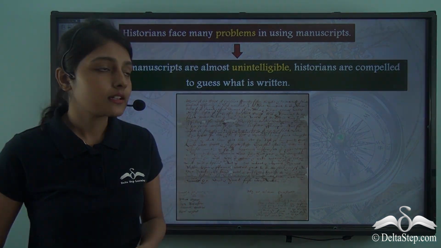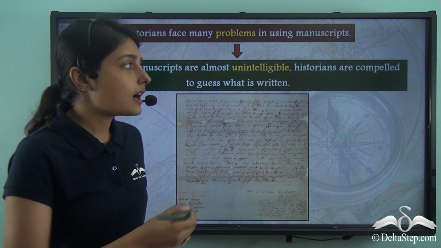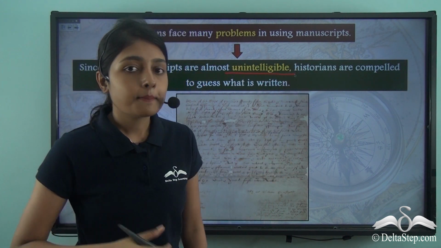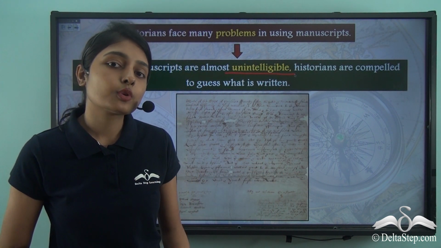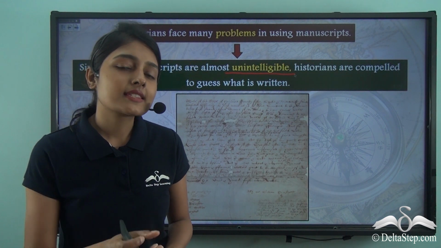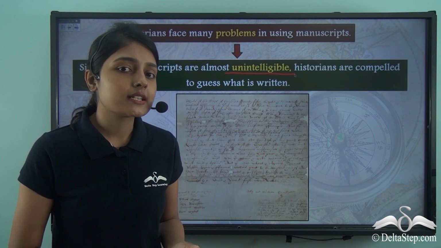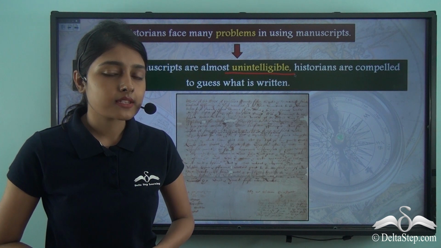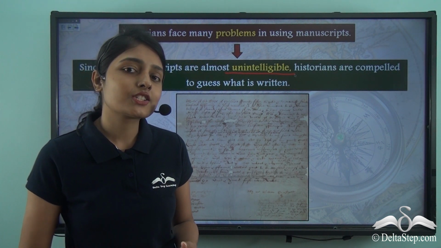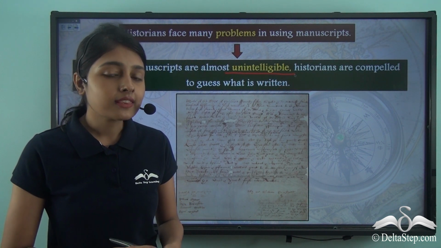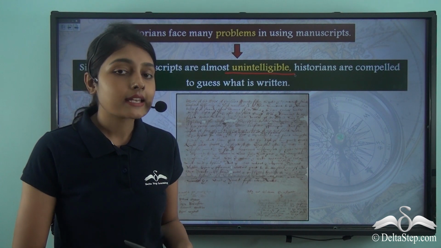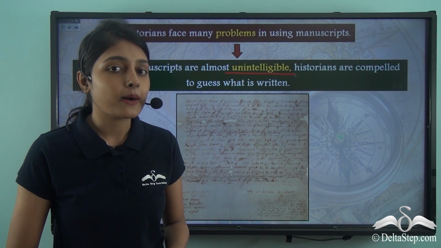Now, when a historian is guessing what is written on the manuscript, the historian moves away from the reality of the past. So, because of the unintelligible manuscripts, historians have to guess. They have to say with uncertainty what is written on the manuscripts. So, this is another challenge that the historians face when they sit to write and understand the histories of the past times.